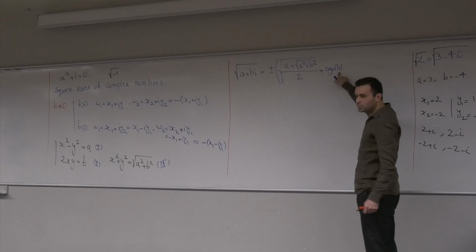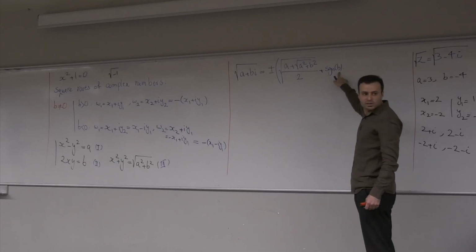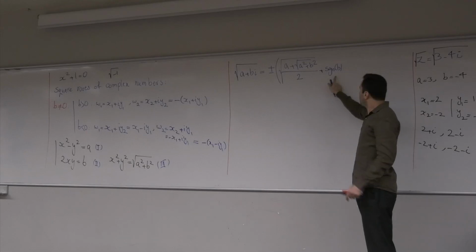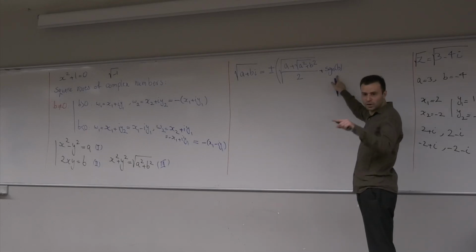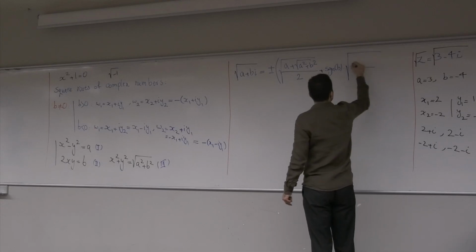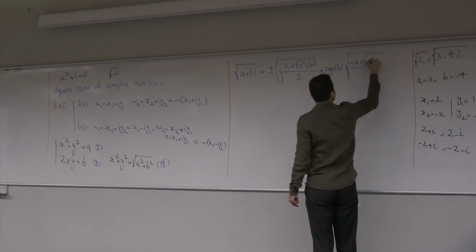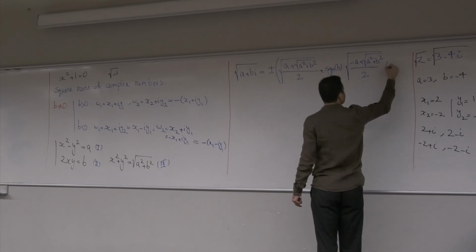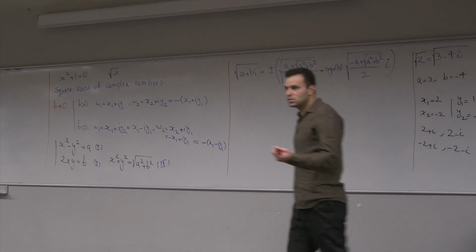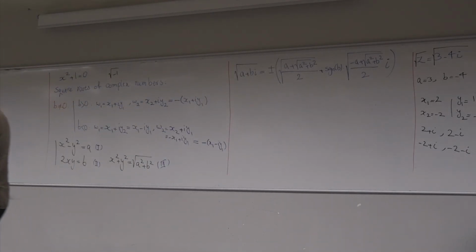Based on what is the sign of b? If b was positive, what was the sign of b? We have defined it as positive 1. And if b was negative, we have defined it as minus 1. So we have it: square root of a plus square root of a to the power of 2 plus b to the power of 2, divided by 2, plus the sign of b multiplied by this I, times square root of minus a plus square root of a to the power of 2 plus b to the power of 2, divided by 2. Okay? And this is the square root of a complex number. Okay?